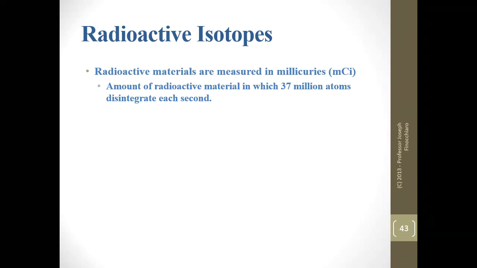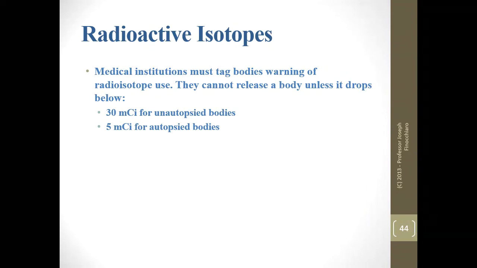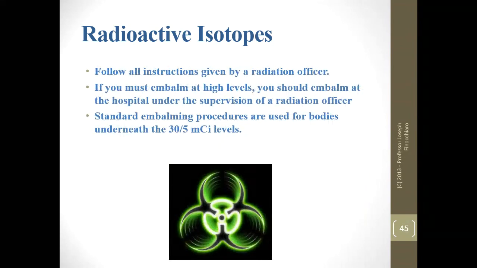We measure radioactive activity in millicurie. Know the abbreviation, small m, capital C, small i. And that is the amount of radioactive material in which 37 atoms disintegrate each second. Medical institutions must tag, okay, warning of radioisotope use. They cannot release a body unless it drops below, and this is important, 30 millicurie for unautopsied bodies and 5 millicurie for autopsies. Follow every instruction you are given by a cancer treatment facility if a body has been irradiated. Standard procedure is used for bodies underneath the acceptable levels, 30 and 5.